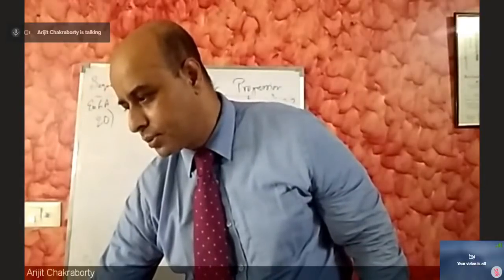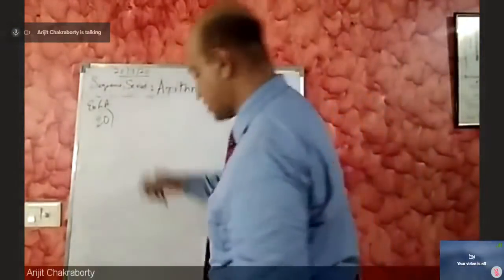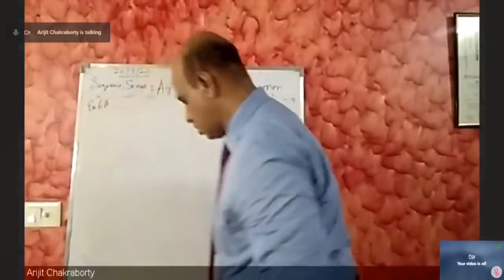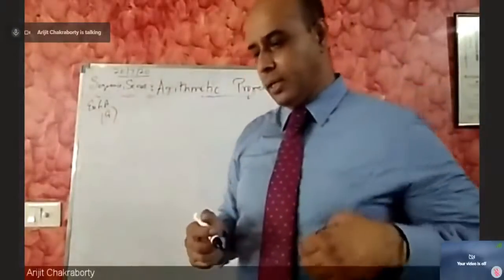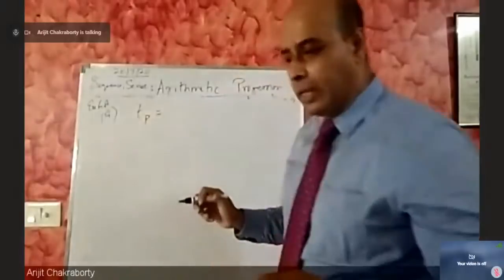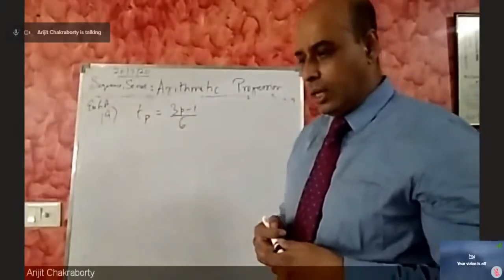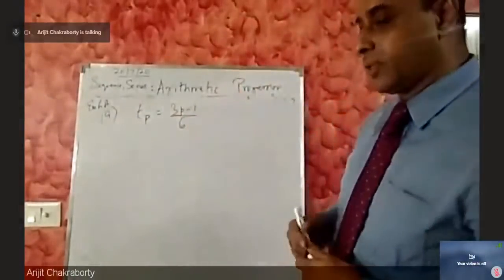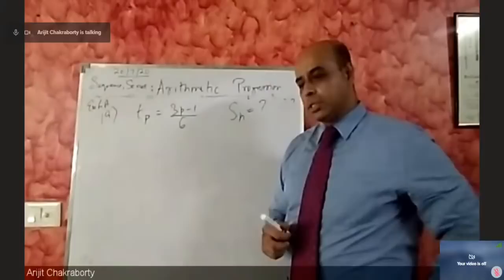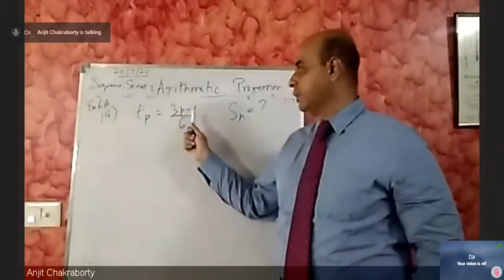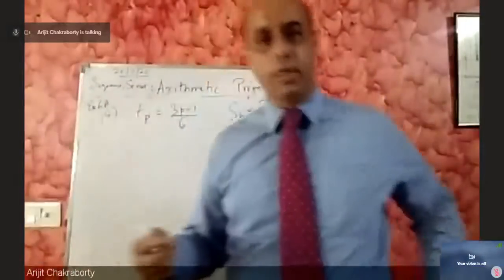Let's take up number 19. Exercise 6A, number 19. This is a bit long. Not so simple, a little longer. The pth term of an AP, TP, is given as 3p minus 1 by 6. The sum of the first n terms of the AP is how much? So the pth term is given, 3p minus 1 by 6. We have to find out the sum of the entire n terms.